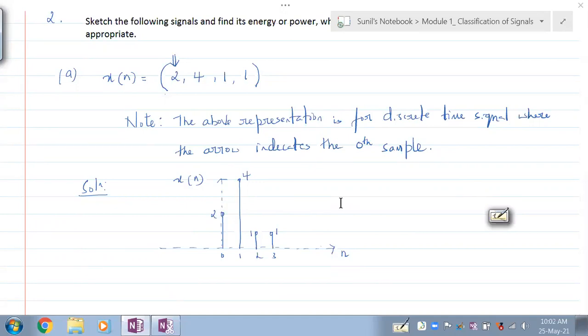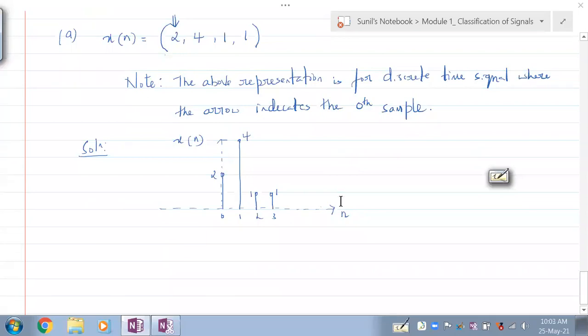Okay, why is it deterministic? Because I know what is there at n equal to 0. I know what is there at n equal to 2. I will know what is there at n equal to 100 and n equal to 50 also. What is there at n equal to 100? 0. What is there at n equal to 50? 0. Understand that? So in that sense, this is a non-periodic deterministic signal. So let's write that.